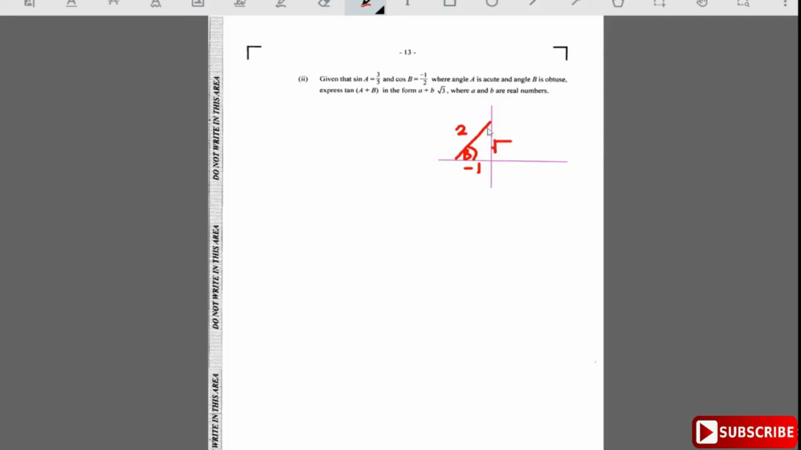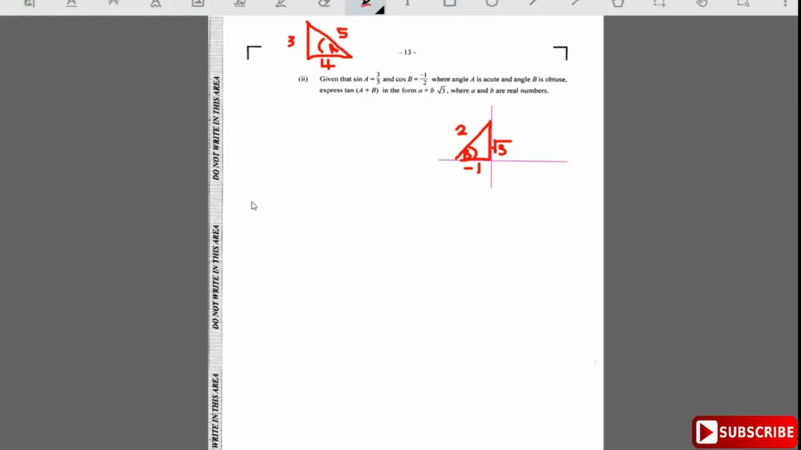All right, that is for this triangle. That's for the triangle with B. Now the one in the first quadrant, no need to check. Let us say that we have a triangle. Hypotenuse is 5, opposite is 3, so adjacent is 4, angle is A. So we have the two triangles now, and express tan A plus tan B in this form.